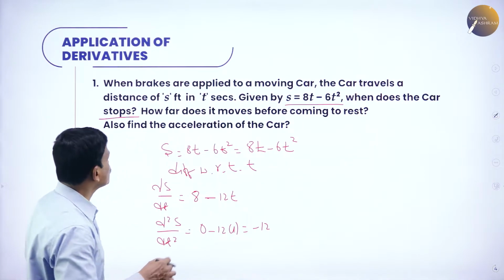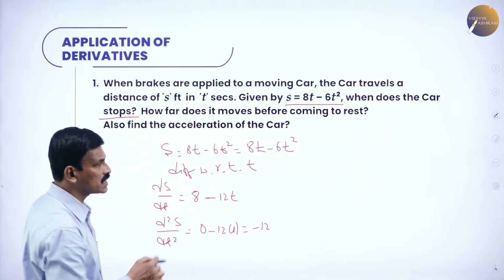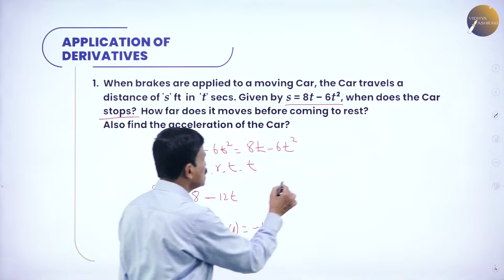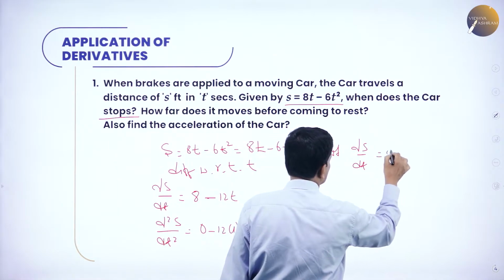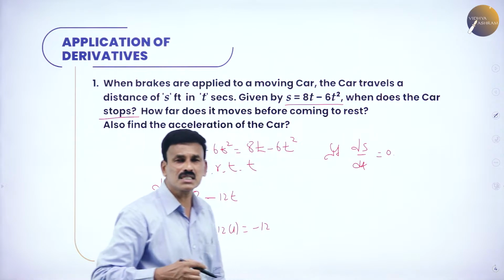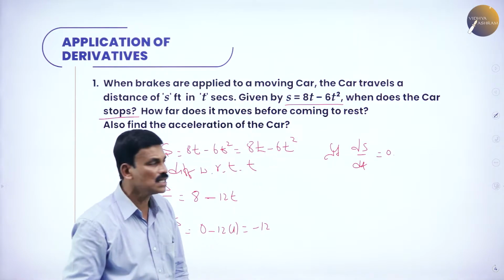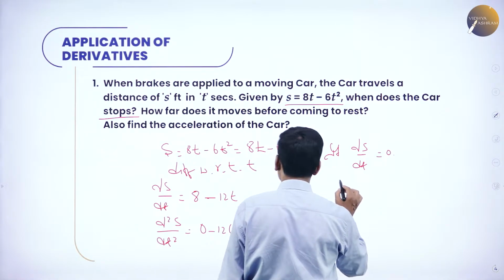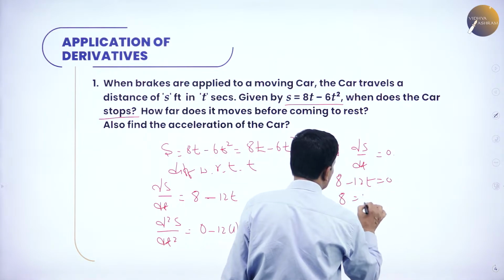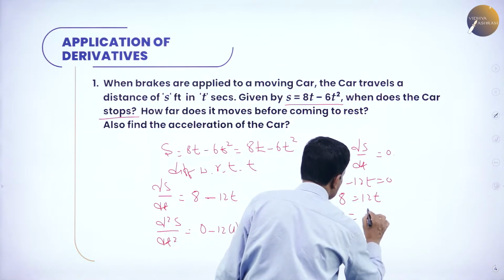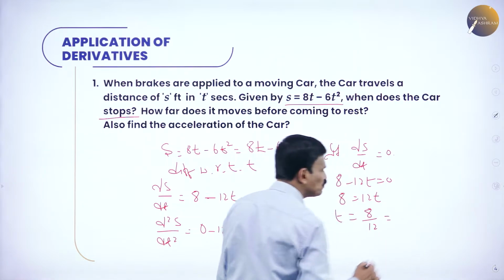Now what is the first condition? When does the car stop? If velocity is equal to 0, if ds by dt is equal to 0, then it comes to rest. The particle is said to be at rest. Now ds by dt means 8 minus 12t is equal to 0. 8 is equal to 12t. Therefore t is equal to 8 by 12.